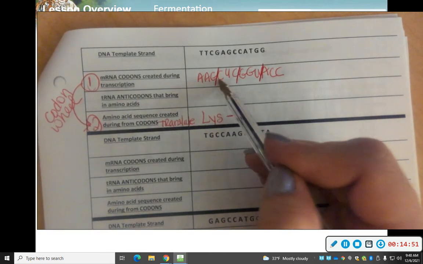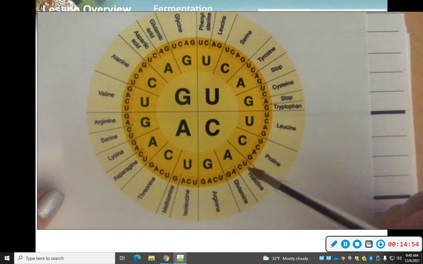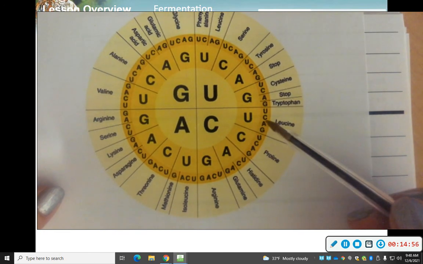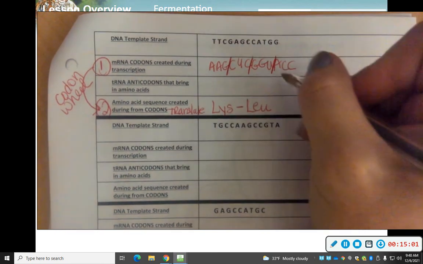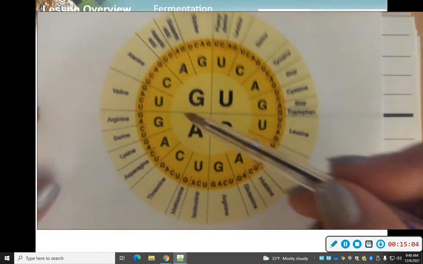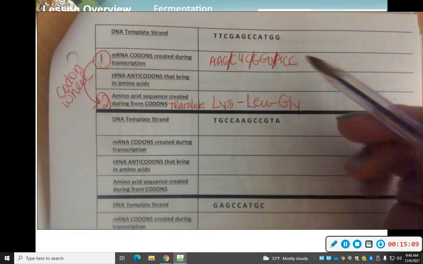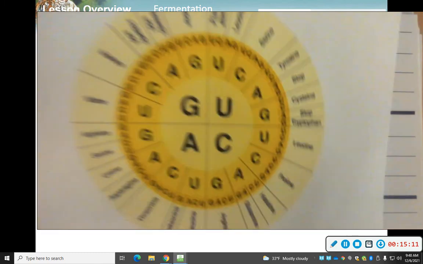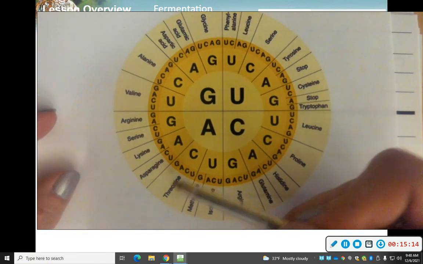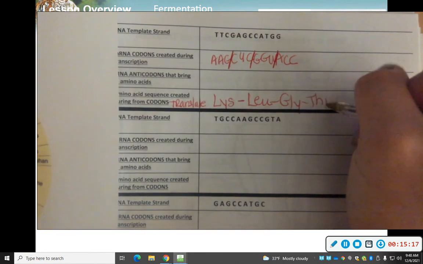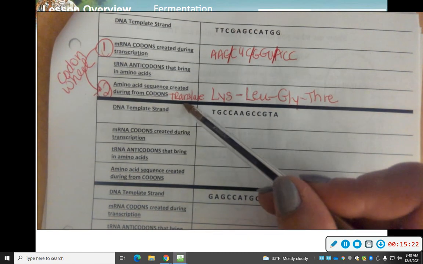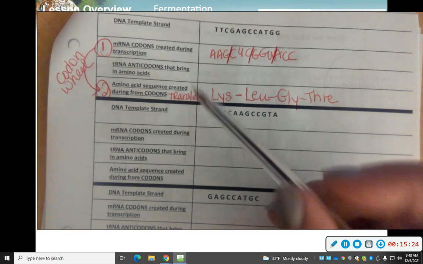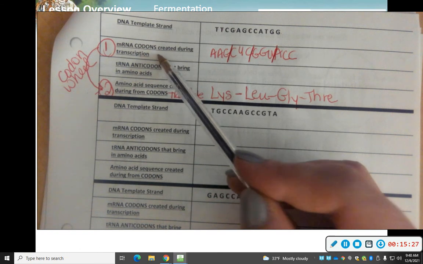And then I've got CUC. Then I have GGU. Then I have ACC. So these are my amino acids that are translated, decoded from my codons of transcription. So there's step 1, step 2.